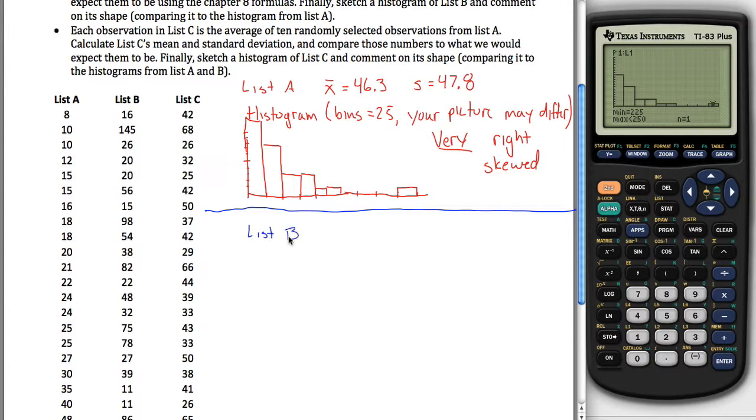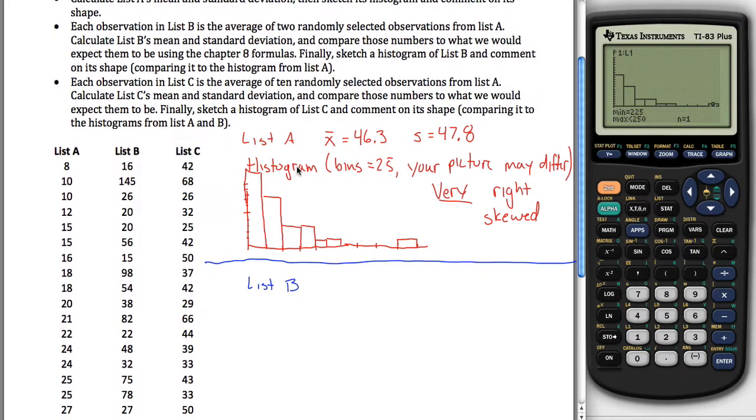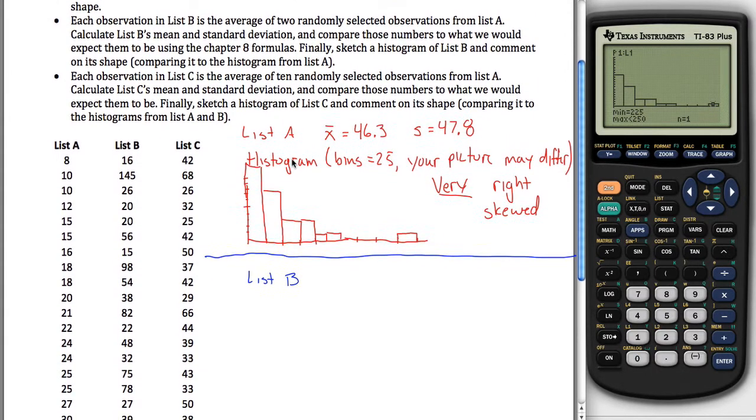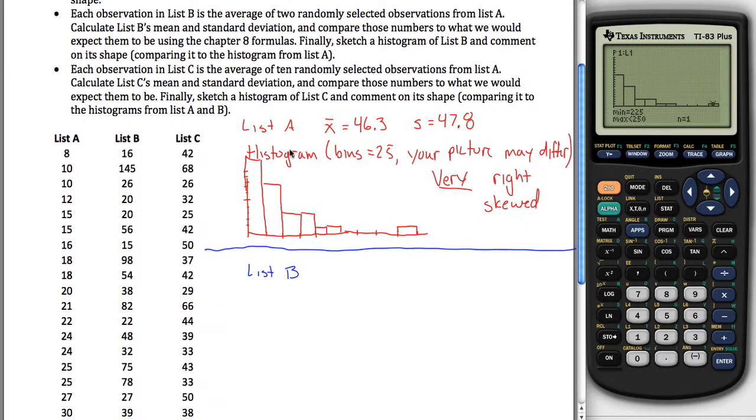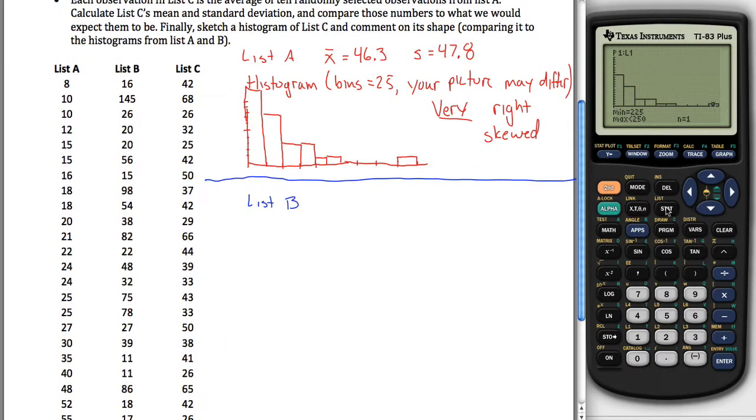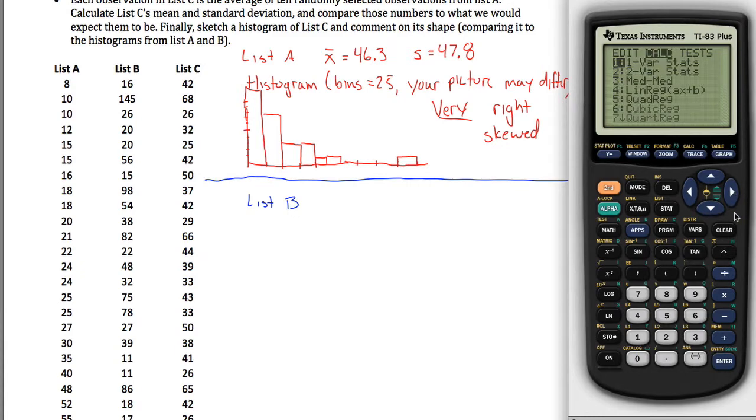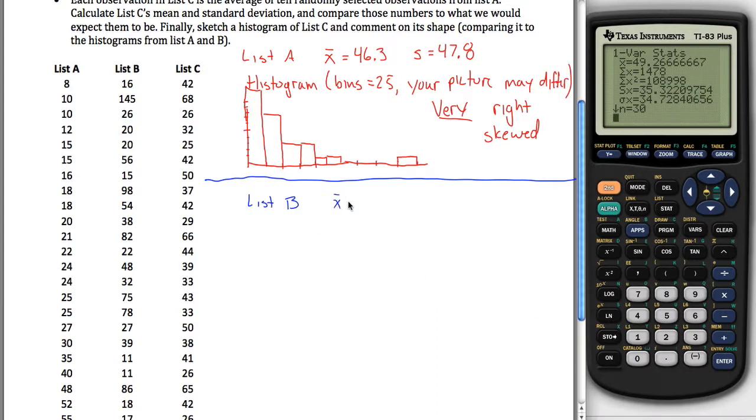So for list B, let's see if I remember right, I calculate the mean and the standard deviation, compare them to what they should be, and then make a histogram. Okay, so I'm going to go through those same steps. I'm going to go stat, calc, one variable statistics, except now I'm going to use L2 instead of L1. And what it tells me is that X bar is 49.3. And the standard deviation was 35.3.